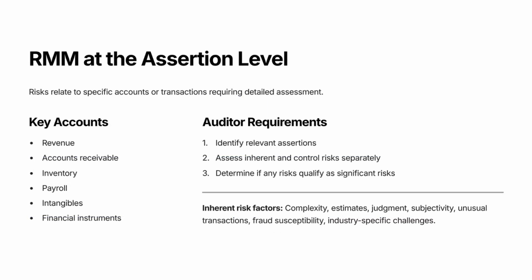At the assertion level, risks relate to specific accounts or transactions, such as revenue, accounts receivable, inventory, payroll, intangibles, financial instruments. Auditors must identify relevant assertions, assess inherent and control risks separately, and determine whether any risks qualify as significant risks. Inherent risk at this level considers complexity, estimates and judgment, subjectivity, unusual transactions, susceptibility to fraud, industry-specific challenges. Again, some factors may reduce risk, such as routine, predictable transactions, or stable account balances.